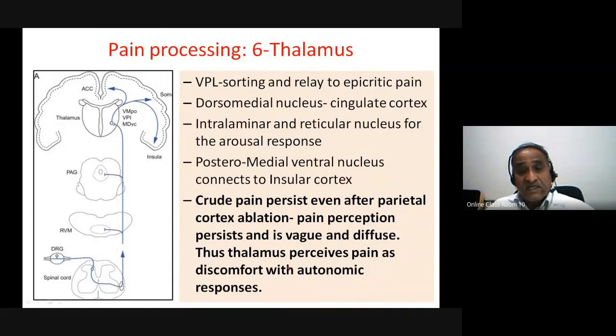However, the autonomic responses, the affective component, the emotional component, which are generated from the insular cortex and the cingulate cortex and the amygdala, persist. So that means emotional component of the pain remains. The precision component of the pain is absent. That is what happens when the parietal cortex is ablated.